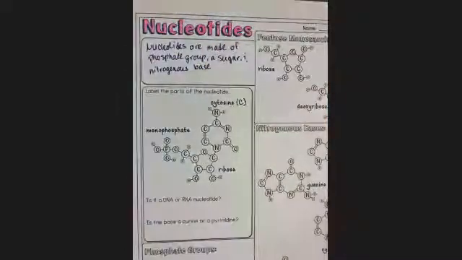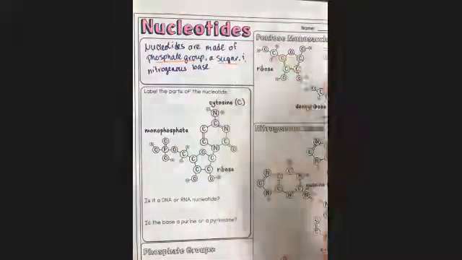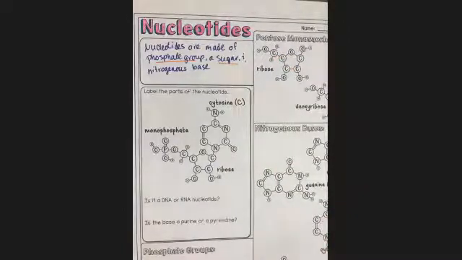One of the things that's going to be the same for all of these is that they're all going to have a phosphate group and they're all going to have a sugar. It's the nitrogenous base that's going to vary depending on whether you have DNA or RNA, and also depending on what protein or what gene you want to code for. So let's talk about what a nucleotide actually looks like.